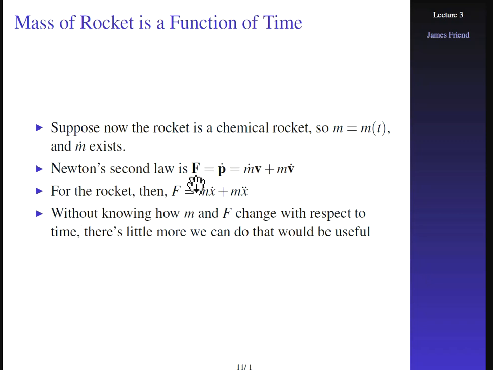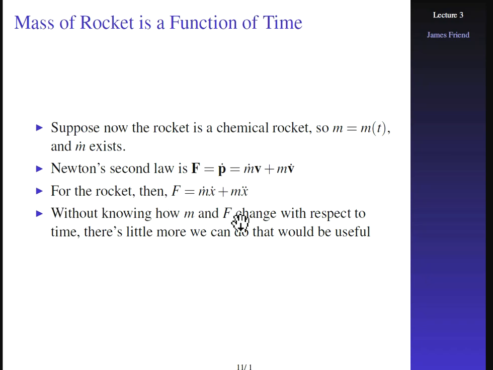Newton's second law, again, says the applied force, and we're going to write capital F, which stands for the summation over i of lowercase f sub i, is equal to the rate of change with time of the momentum. This turns out to be m dot times the velocity v plus m v dot: the rate of change of mass with respect to time times the velocity of the rocket, plus the mass of the rocket times the rate of change in time of the velocity.